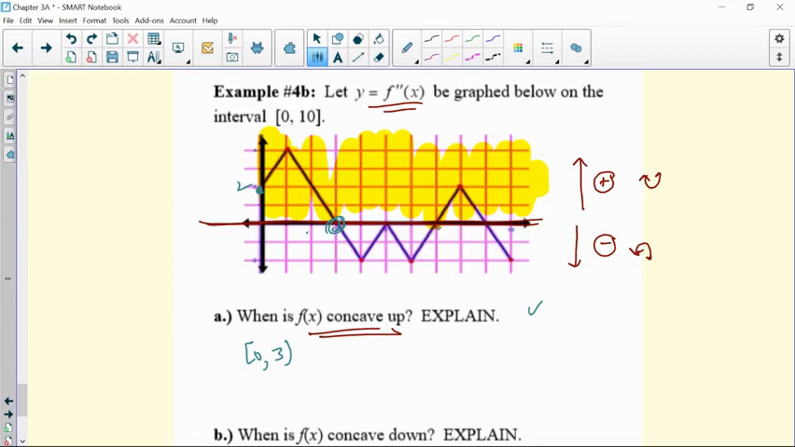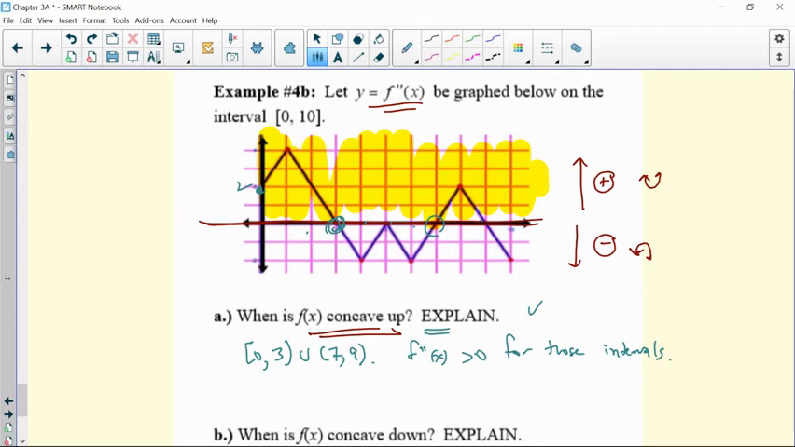And then here from, what is that? 2, 3, 4, 5, 6, 7 to 9. 7 to 9. And how do I know? Because since I'm looking at the second derivative, I can actually say f double prime of x is positive for those intervals. Because that's what I see.